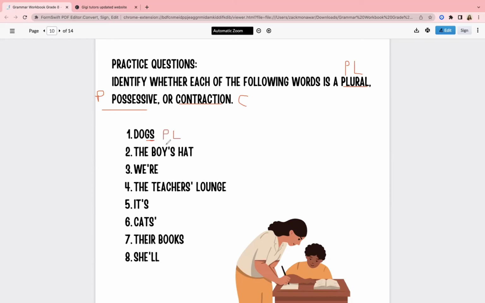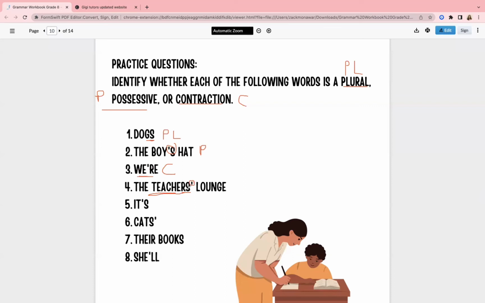This just means that there are multiple dogs. We see this by the S at the end, so we know that it is a plural. Number 2, the boy's hat. We see an apostrophe S. It's one boy and his hat. This is a possessive. 3, we are, we're, and it's attached with an apostrophe, so it is a contraction.